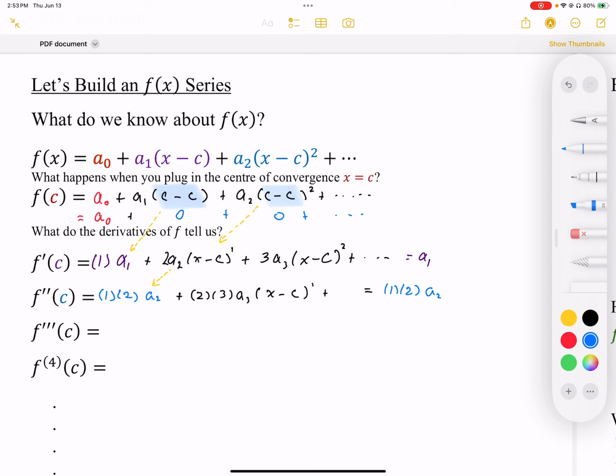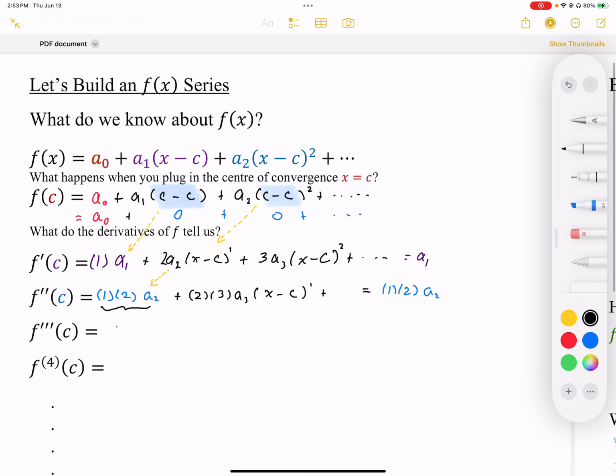If we continue repeating this for the next term, this constant term cancels out. I differentiate again, and this ends up being 1 times 2 times 3 times a3, and the power term differentiates to 0, so we just end up with a constant.